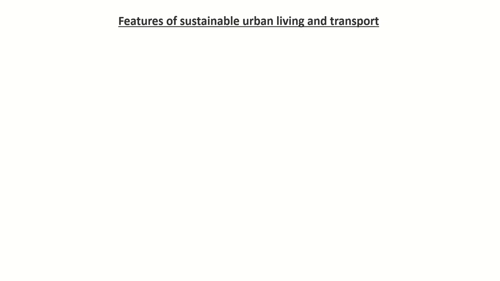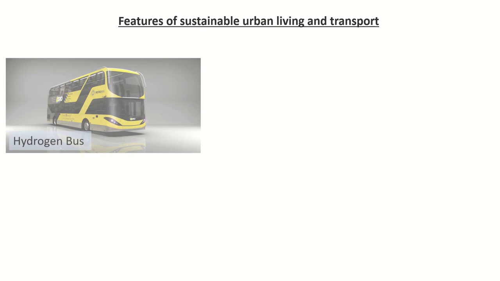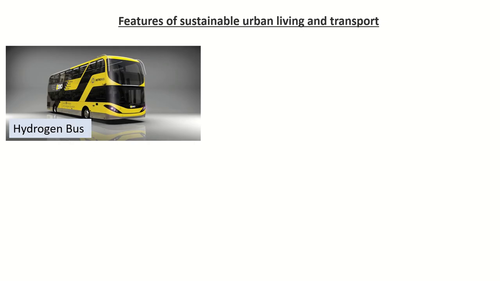Now, sustainable urban living and transport basically means allowing people to continue with their needs right now. So, for example, the need to transport yourself to work or the need to live inside a city, having a limited impact on the environment, and not impacting the long-term sustainability, the long-term potential for people to do the same thing in the future. So what are some examples of sustainable transport then?